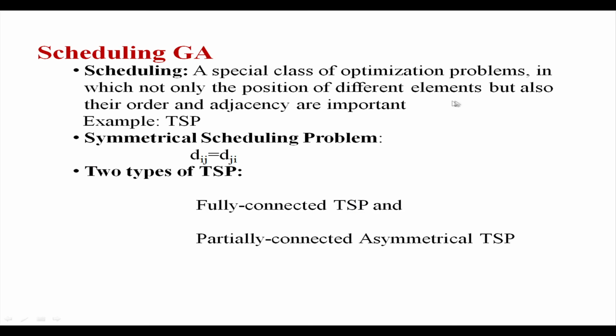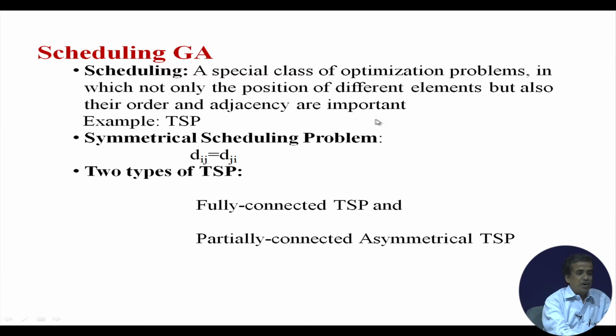Now this scheduling problem is a special class of optimization problem in which not only the position of different elements, but also their order and adjacency are important. Once again let me read it out. A special class of optimization problem in which not only the position of different elements, but also their order and adjacency are important. Example is TSP, traveling salesperson problem.